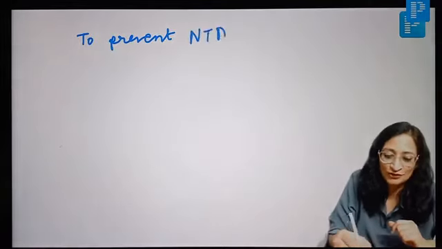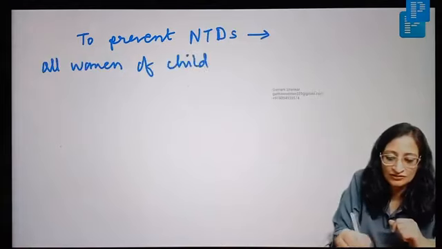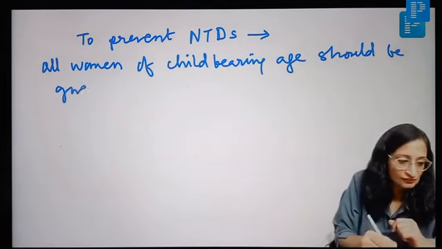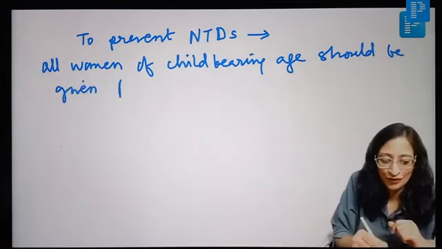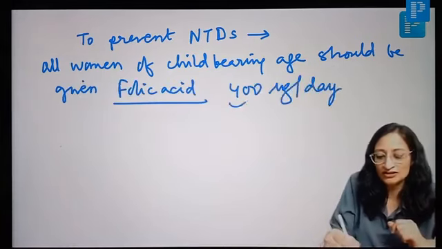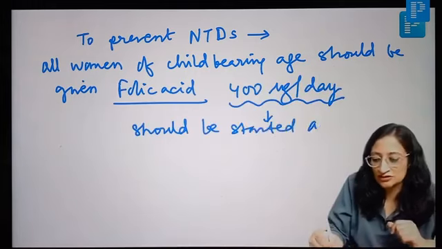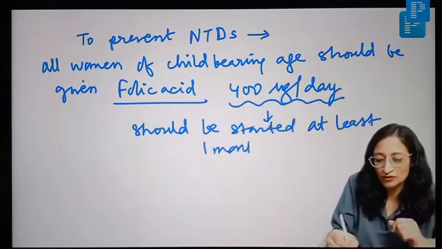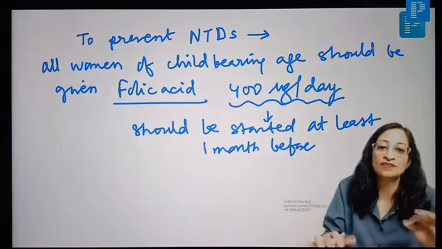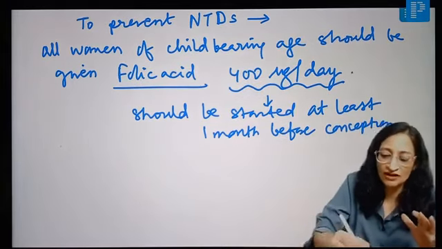So to prevent neural tube defects, what is recommended is all women of childbearing age should be given what? Yes, folic acid in a dose of 400 microgram per day. So ideally this 400 microgram per day should be started at least 1 month before conception. So it's not like after pregnancy is diagnosed you start folic acid. That is wrong. You have to start it at least 1 month before conception. So before planning the pregnancy, you have to start it for it to be effective. So in all women, this dose is required, and the dose is also asked.